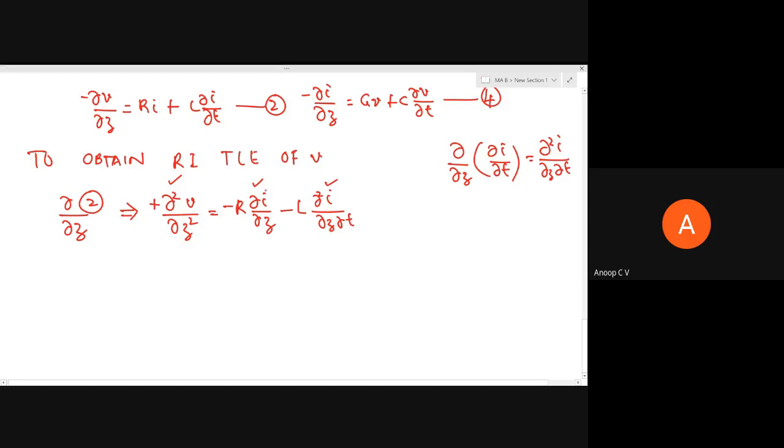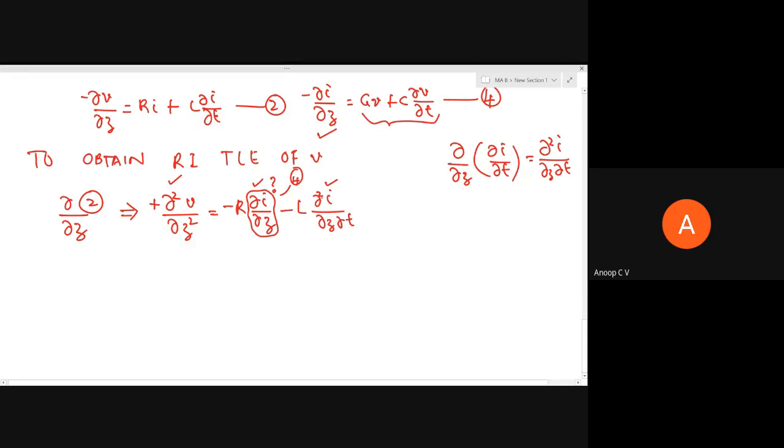Do we know what dou I by dou Z is? Can anyone give me an answer? What is equation number 4? Equation number 4 gives me minus dou I by dou Z, which is GV plus C dou V by dou T. So on the right-hand side I have only voltage. If I replace this dou I by dou Z using equation number 4, then I can get rid of this I.